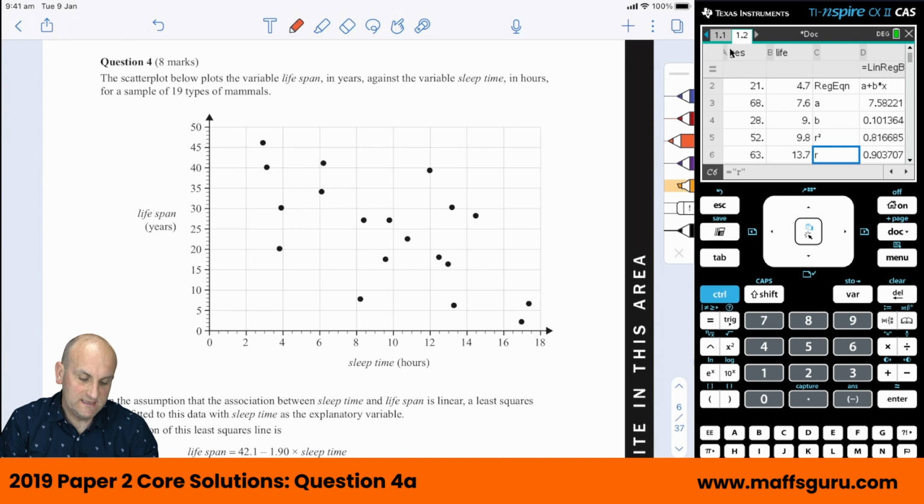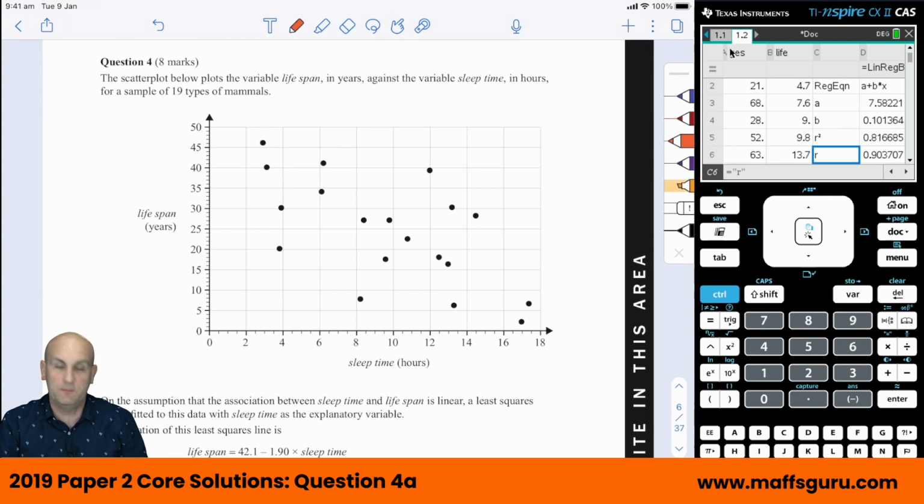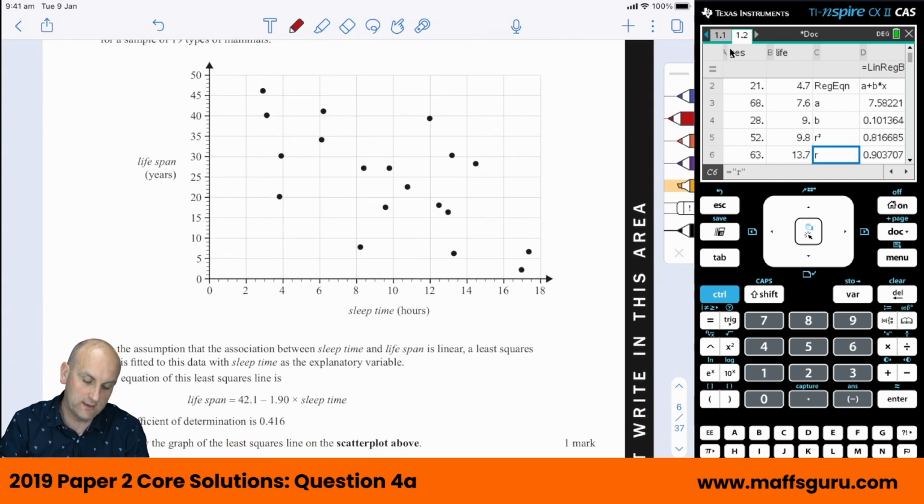All right, question four. The scatter plot below plots the variable lifespan in years against the variable sleep time in hours for a sample of 19 mammals. They love their mammals. On the assumption the association between sleep time and lifespan is linear, a least squares line is fitted to this data with sleep time as the explanatory variable. Okay, cool. The equation of the least squares line is that, the coefficient of determination that. Draw the graph of the least squares line on the scatter plot.